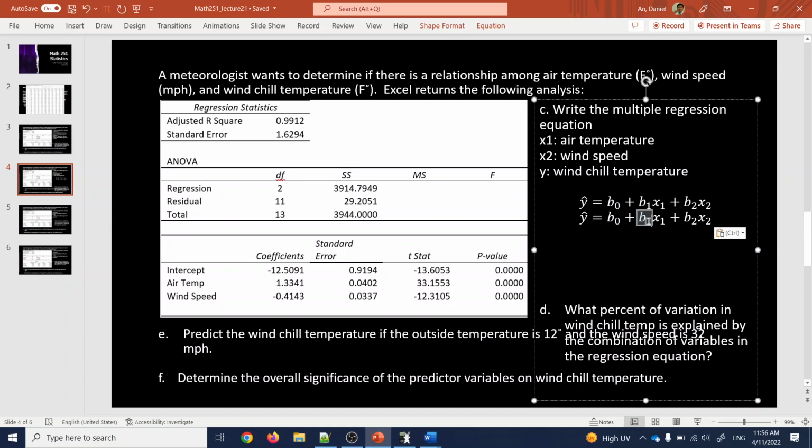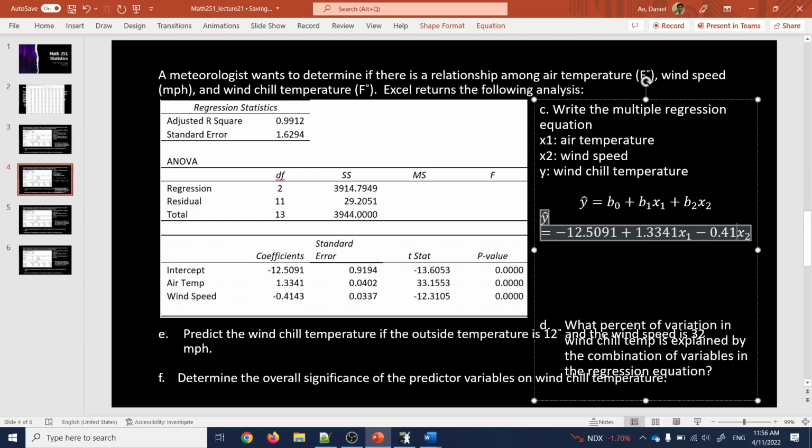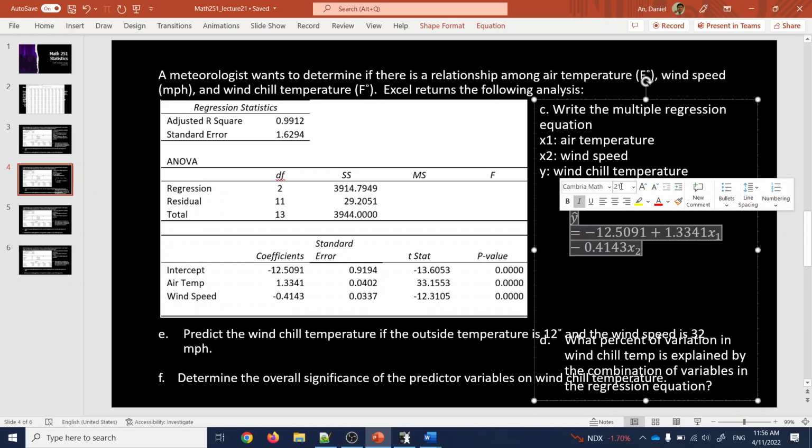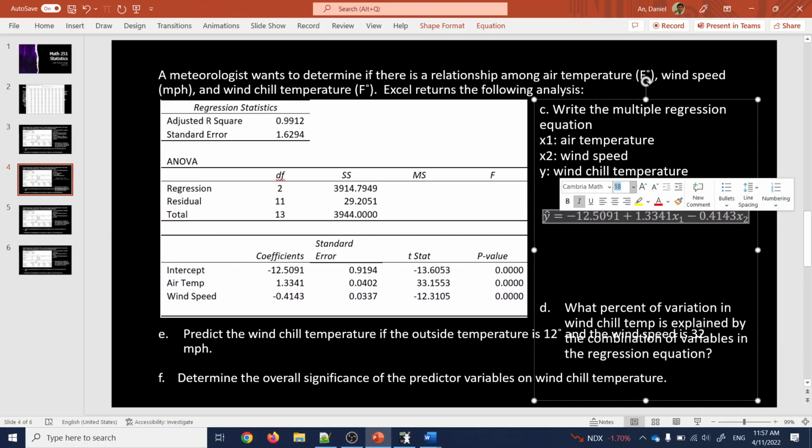No, that's b1. Yes, that's the correct one. So b0 is negative 12.5091. And then b1 is 1.3341. And b2 would be what? Can you tell me the b2? Negative 0.4143. It's all here, right? These 3 numbers. This is b0, that's b1, that's b2. So that's the answer.